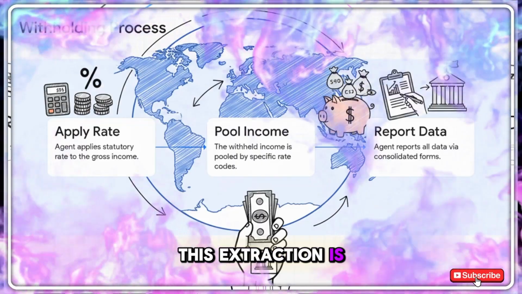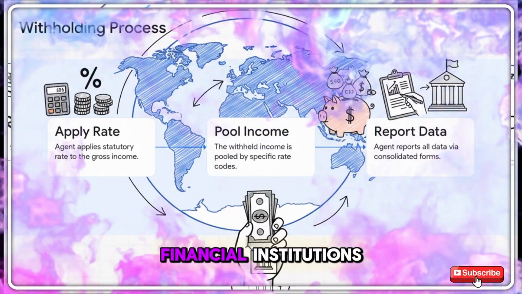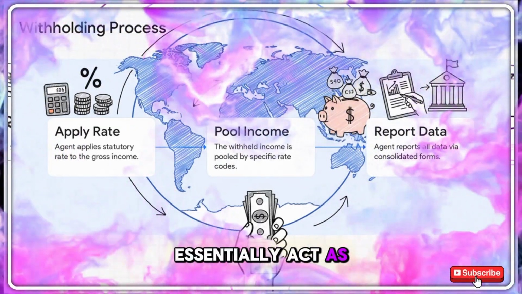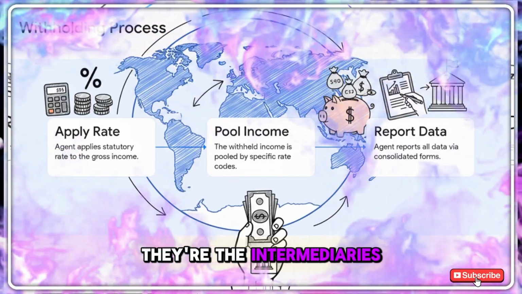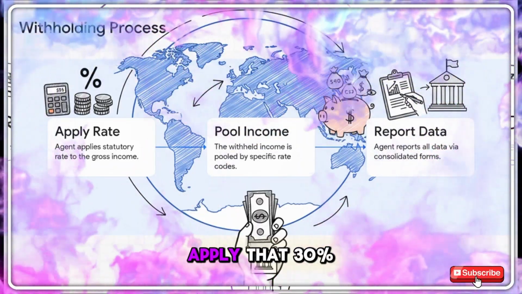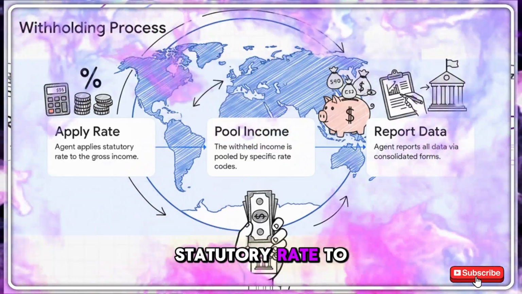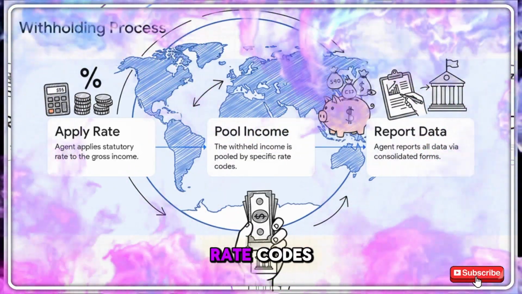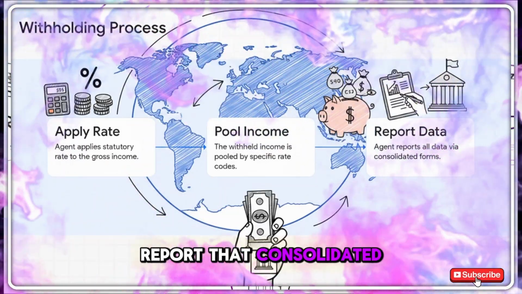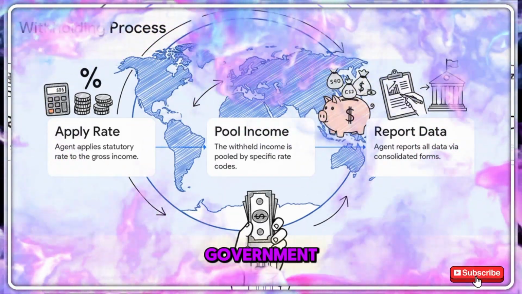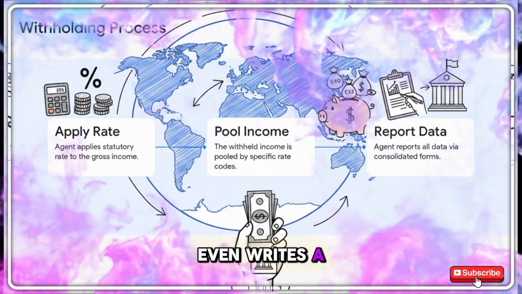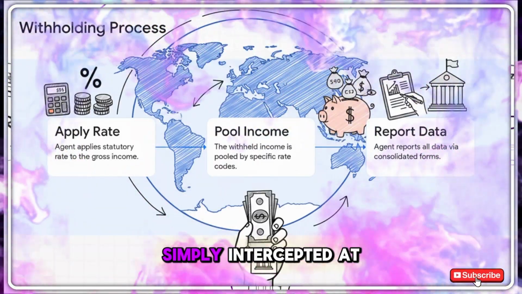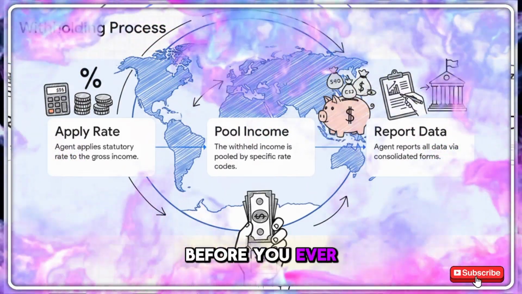And here's the kicker. This extraction is entirely automated. Financial institutions essentially act as withholding agents. They're the intermediaries. They automatically apply that 30% statutory rate to the gross payment. They pool the withheld income by highly specific rate codes, and then they report that consolidated data straight to the government. The investor never even writes a check. The capital is simply intercepted at the source before you ever see it.